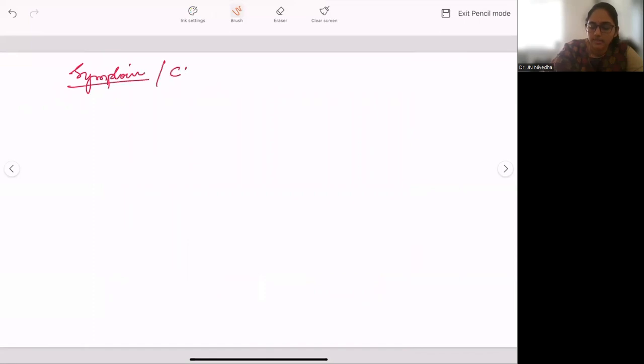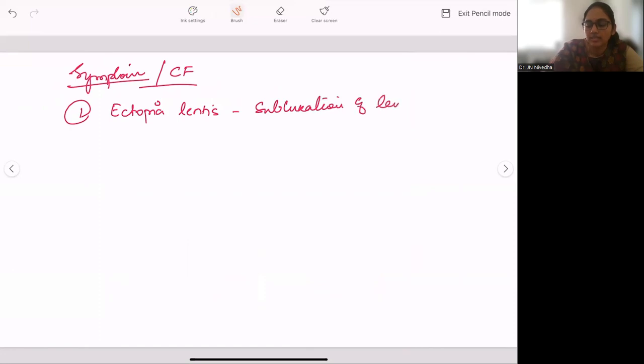Yes, or the clinical features. First one we can take is ectopia lentis. The other name for this is ectopia lentis, or the subluxation of lens, right? So how is the lens dislocated? The zonular fibers of the lens weaken so that there is dislocation or subluxation of the lens. Yes, the lens is not in its position, it's fallen.